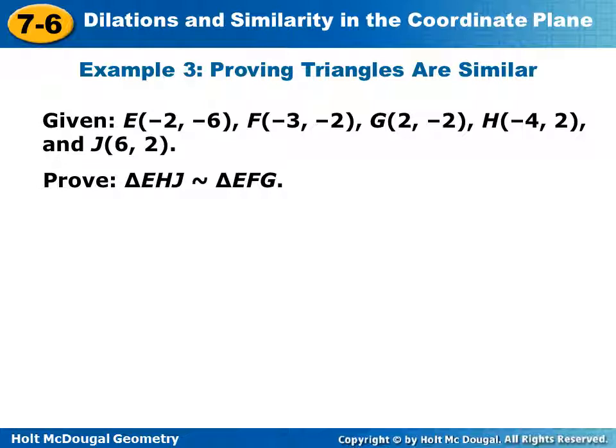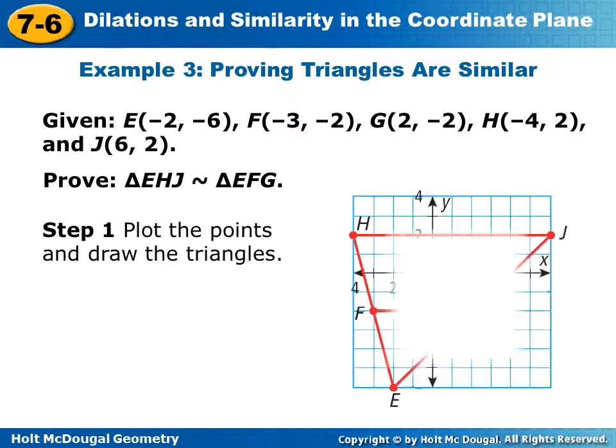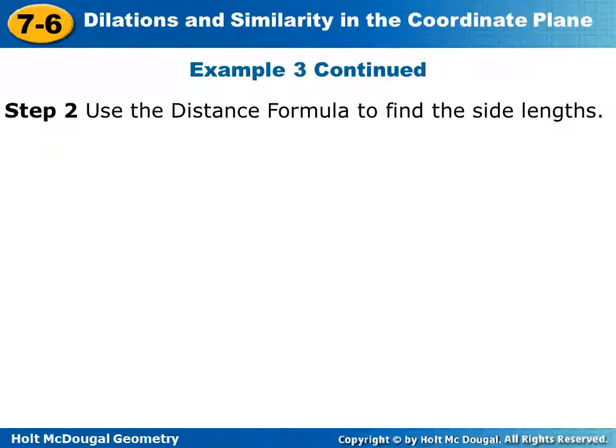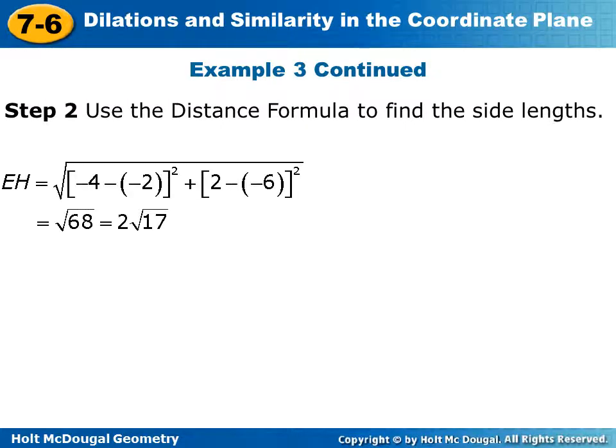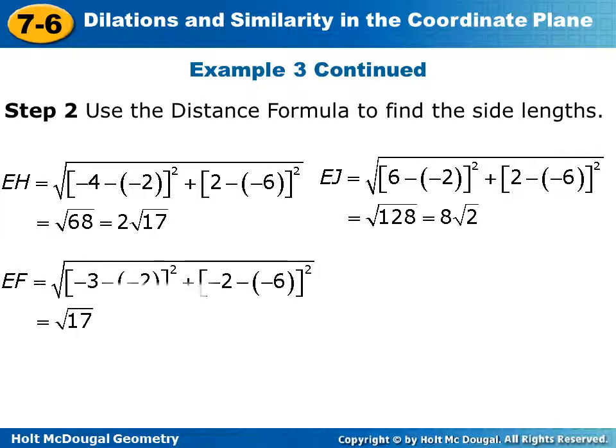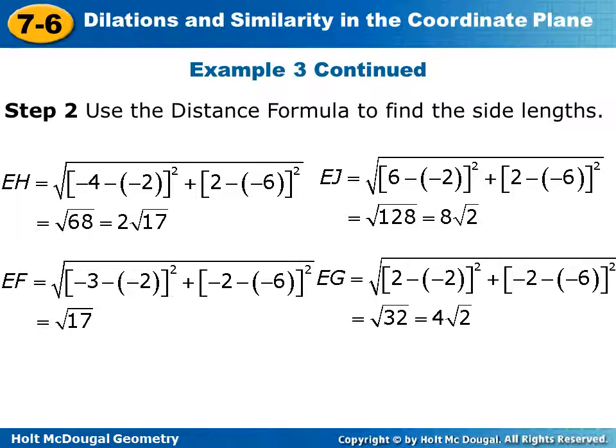Let's prove that a triangle is similar to another triangle. We have EHJ for one triangle and EFJ for the other. So we plot the points and draw the triangles. Then we use the distance formula to find the side lengths for EH, EJ, EF, and EG. Go ahead and pause the video here if you need to.